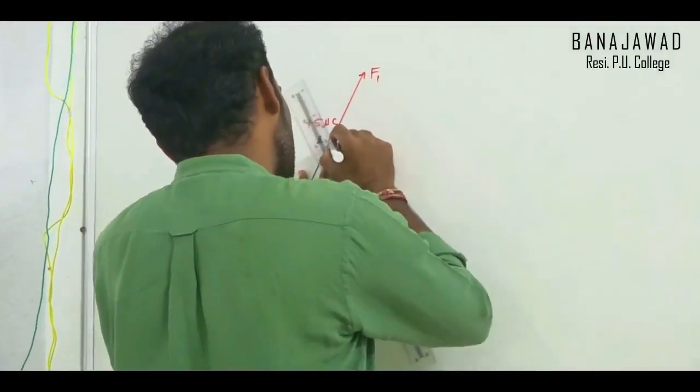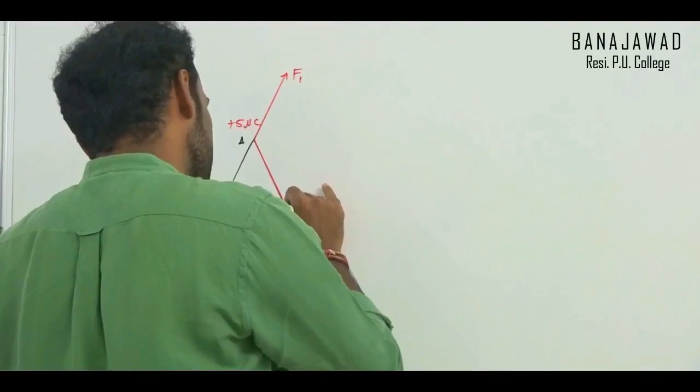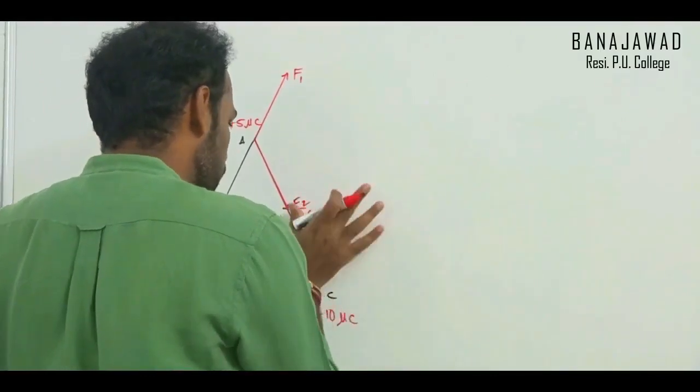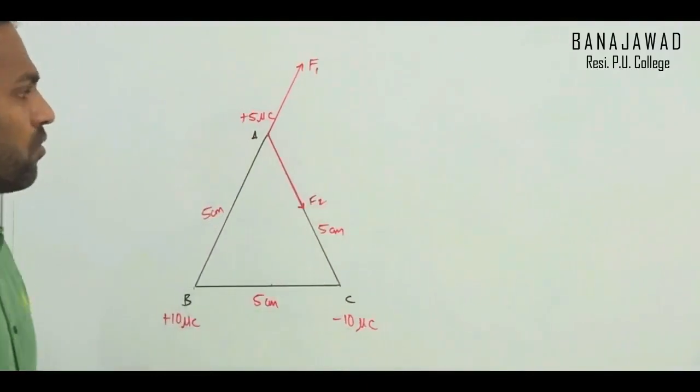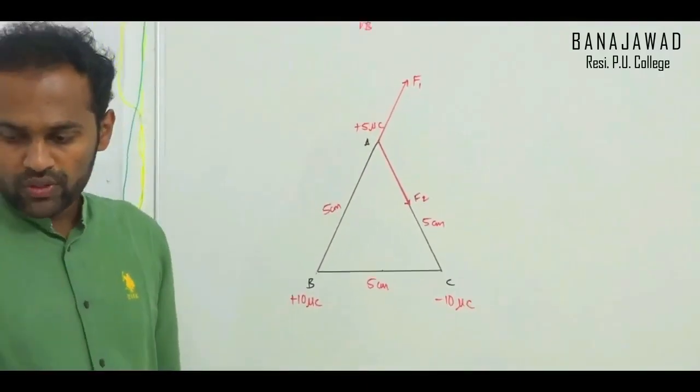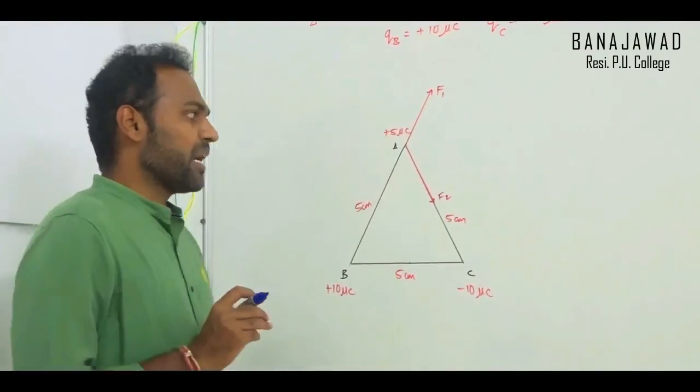So that attractive force will be along this direction. I am showing it here and I will name this force as F2. Okay, so this is the F2 force now. Hence, we got to know that there are a total of 2 forces acting on this charge plus 5 microcoulomb.